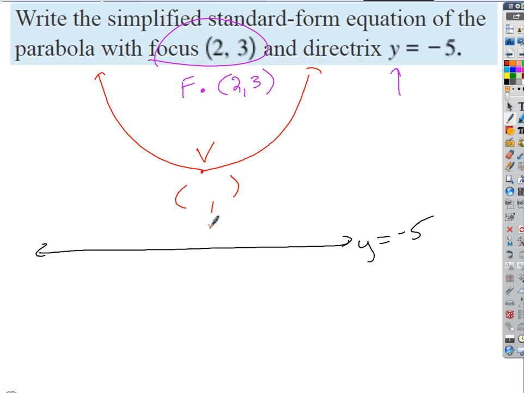One of them is a freebie. 2, yeah. How come? The x-coordinate has to be 2. Yeah, because it has to line up with the focus, doesn't it? Right? So if it's a vertical parabola, we know that the x-coordinates of the focus and the vertex are going to be the same because they have to line up vertically, right?